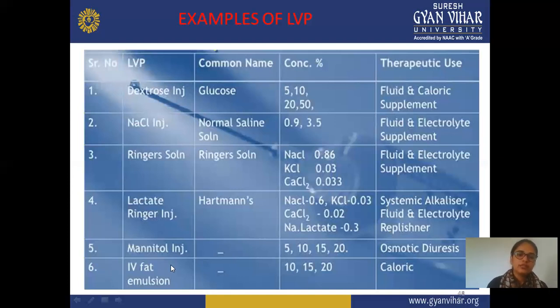Next, the fifth one is mannitol injection. The common name is the same, and 5, 10, 15, and 20% concentrations are available. The therapeutic use is as an osmotic diuretic. Next, the sixth one is IV fat emulsion. The common name is also the same, and it is available in 3 concentrations: 10, 15, and 20%. The therapeutic use is calories; it is mainly used to provide calories in your body. So these are examples of large volume parenterals, formulations available as large volume parenterals, with their uses, concentrations, and common names.